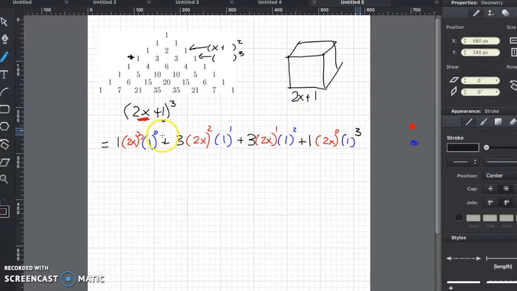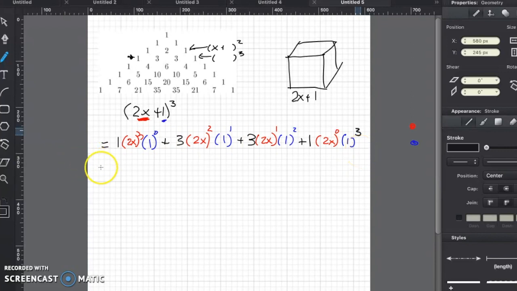What we should notice is that the black terms come directly from my Pascal's triangle, 1, 3, 3, 1. My red terms, my 2x, I put inside parentheses. I go to the third power first, then second power, first power, 0. Those exponents go down by 1. And for my blue term, I count the other direction. I start from 0, 1, 2, 3. What we should notice is that these are opposite and they go by a pattern.